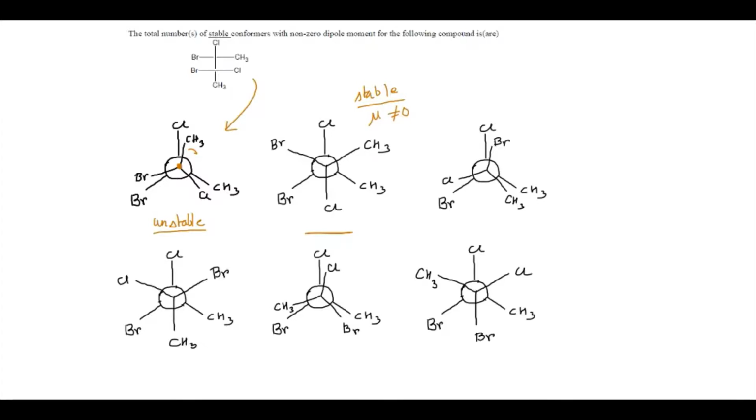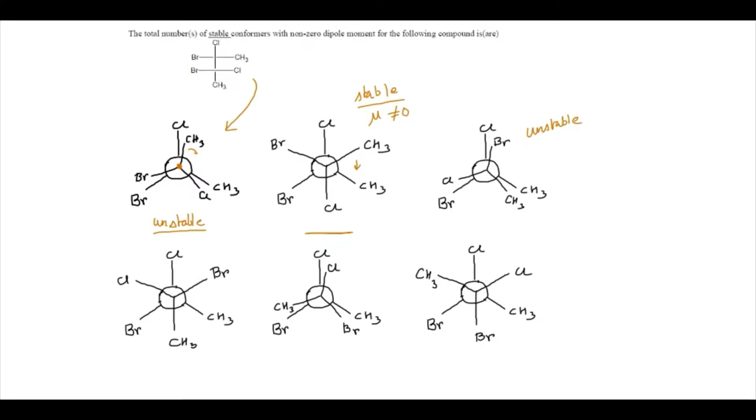In the next case, again, if we rotate this 60 degrees, then these CH3s are going to eclipse one another, and along with the CH3, all the other atoms will eclipse one another. That means it is unstable. So we will not consider this one.